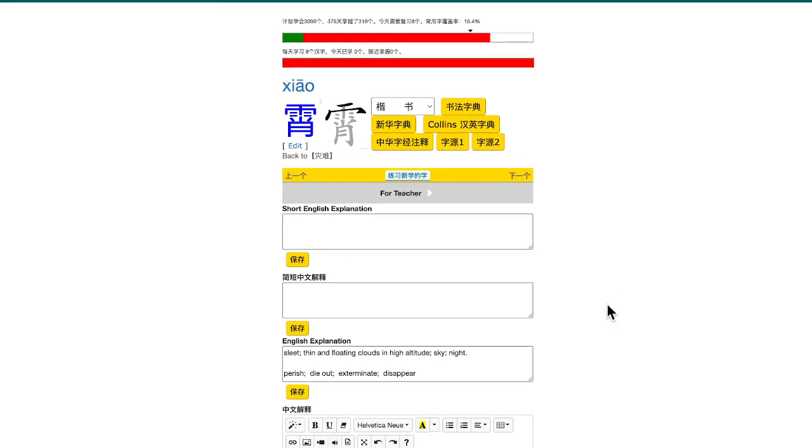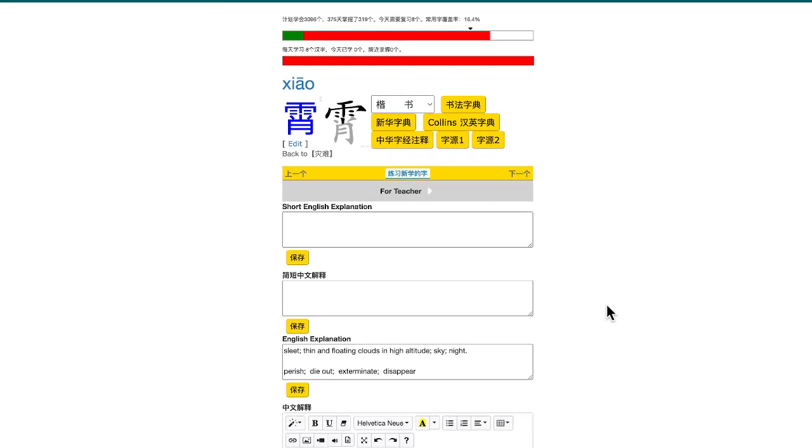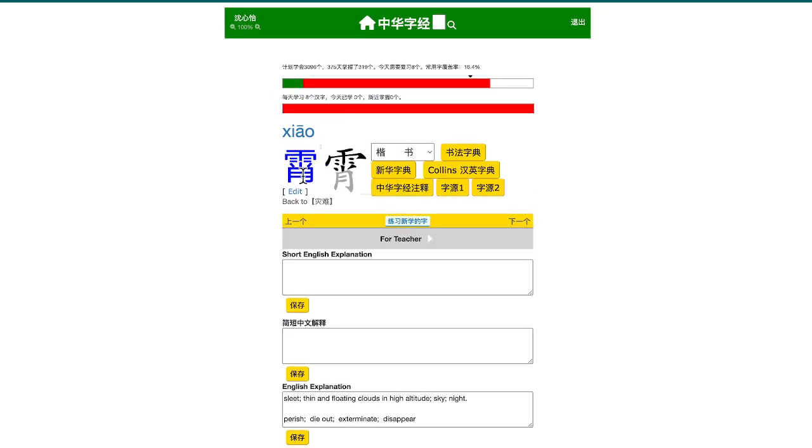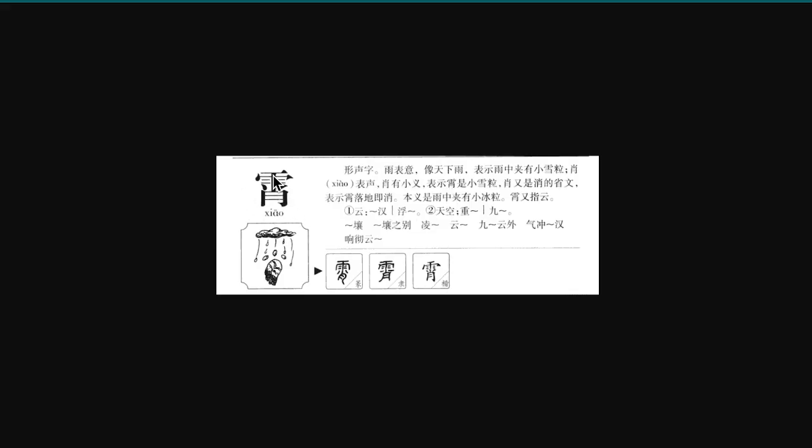Next one, xiao. Now xiao means sleet. Sleet is tiny ice that comes off the sky with the rain. So in Chinese, this is xiao. It goes with the rain radical again. Now the bottom is the character xiao, and that xiao means small. So sleet, right? The ice pieces are small, and a snowflake is small. So everything dropping down is small. Okay, it's xiao.